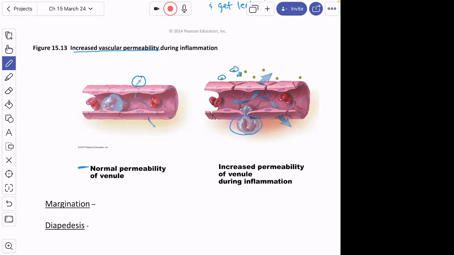This process by which, say, a white blood cell like this would actually leave the blood vessel, like I said, it's complicated, but it has to, number one, slow down and adhere to the sides of the blood vessel. Okay, that's a process called margination, a process by which white blood cells adhere to the side of the blood vessel.